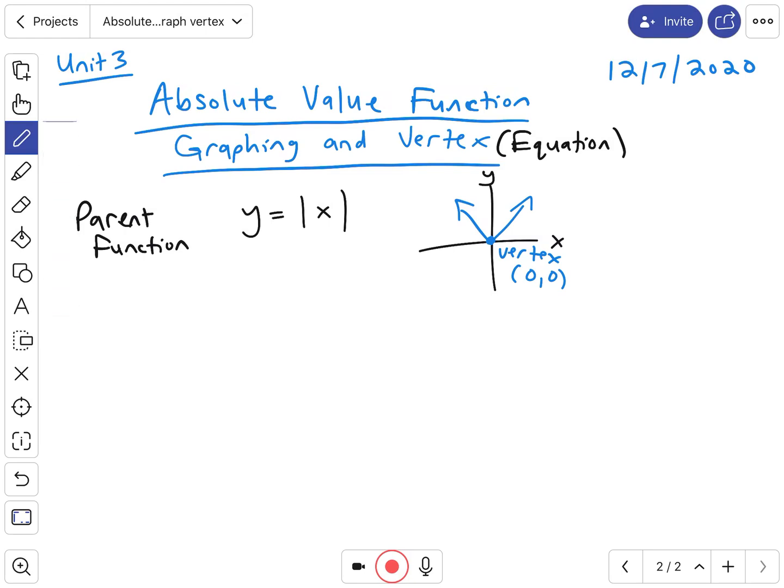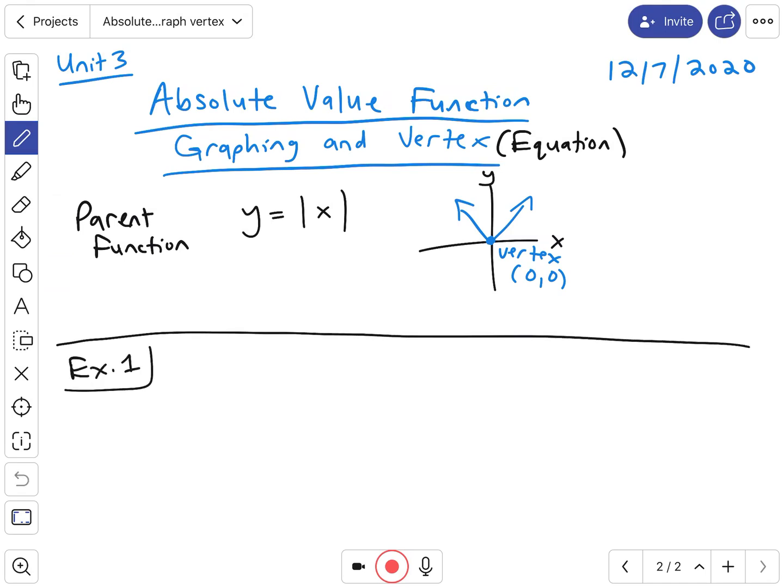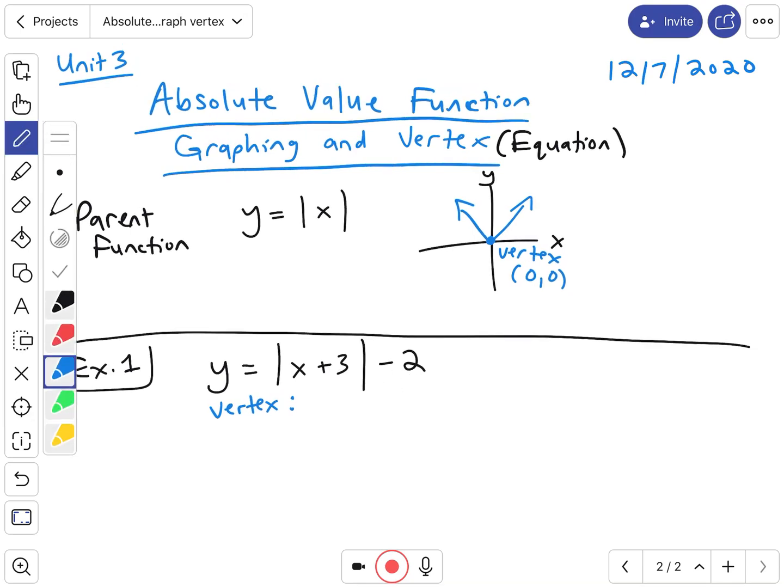Alright, I'm going to do another example. If you have, let's say, y equals the absolute value of x plus 3, minus 2, the first thing you want to do is identify where the vertex is. The same way that the order of these numbers are in is going to be the same order that you write the two numbers for the vertex. So 3 will be here and 2 would go here.